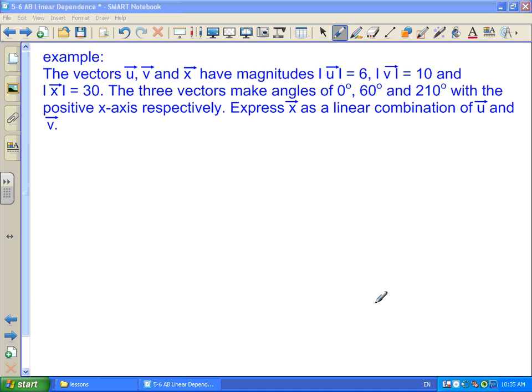So what we're going to do is take each of our vectors, turn them into Cartesian vectors or algebraic vectors, and then solve the question that way. So let's start by figuring out how our vectors are related here. We'll do a picture of what our vectors look like, just so we can get a sense of what we're going to do here. So vector u makes an angle of 0 degrees with the positive x-axis. So u is going to be down here like this. The magnitude of u is 6, and it's right there on our x-axis.